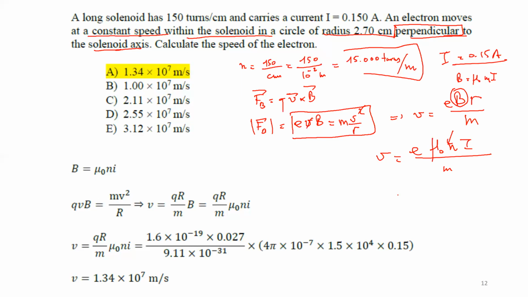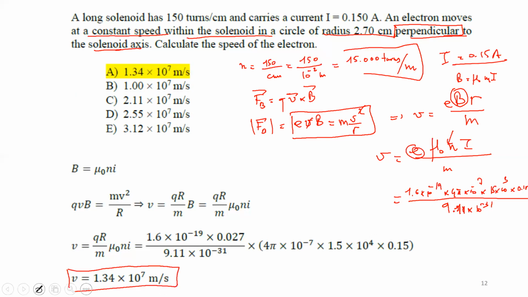So I know everything here. I know e, 1.6 10 to the power minus 19. I know mu naught, 4 pi 10 to the power minus 7. I know n, 15 10 to the power 3. I know I, 0.15. And I know the mass of the electron. What's the mass of the electron? Formula sheet, sorry, 9.11 10 to the power minus 31. And you calculate and you find the velocity of your electron.